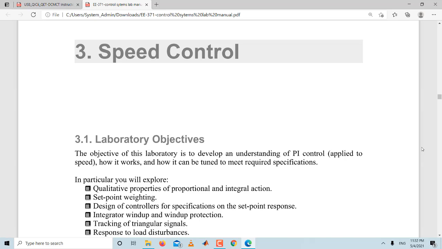Assalamu alaikum students, this lab is about speed control, and in this lab we are going to develop an understanding for the PI controller. PI control is specifically applied to the speed of the motor. We are going to see how it works and how we can tune it to meet certain requirements.